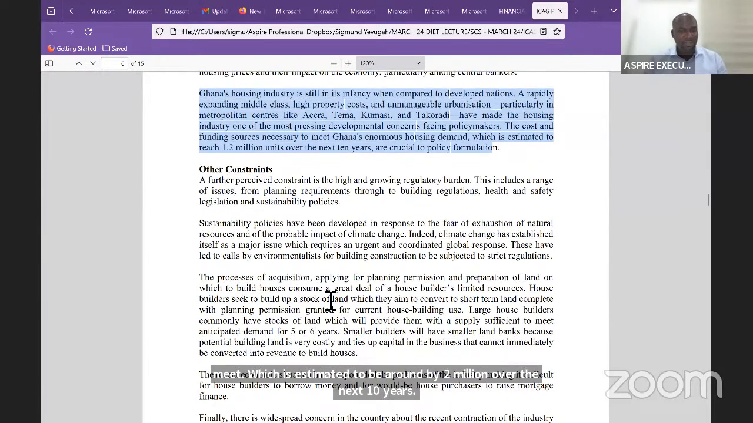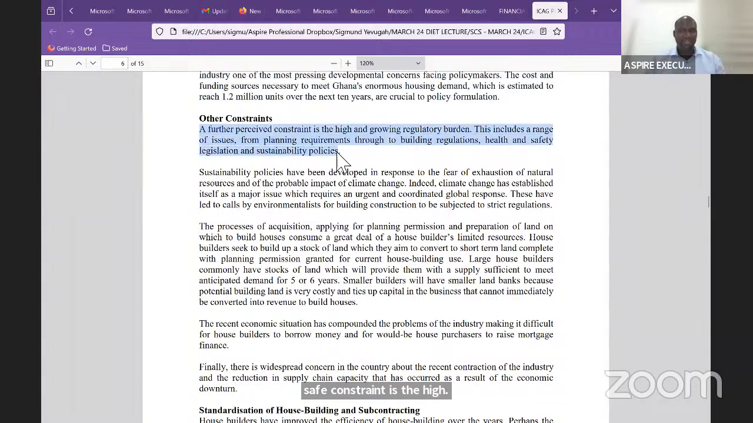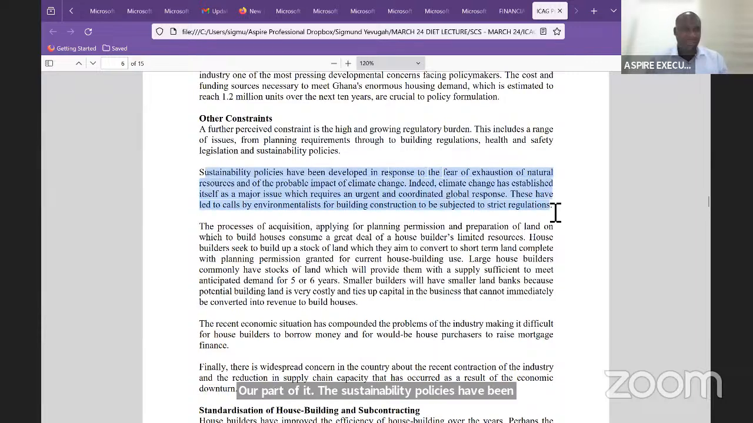Exactly. So we're also giving information on other constraints in the industry. A further perceived constraint is the high and growing regulatory burden. This includes a range of issues from the planning requirement to building regulation, health and safety legislation, and now the sustainability policies are all part of it. The sustainability policies have been developed in response to the fear of exhaustion of natural resources, which is clearly an important issue now with the introduction of the IFRS for sustainability.